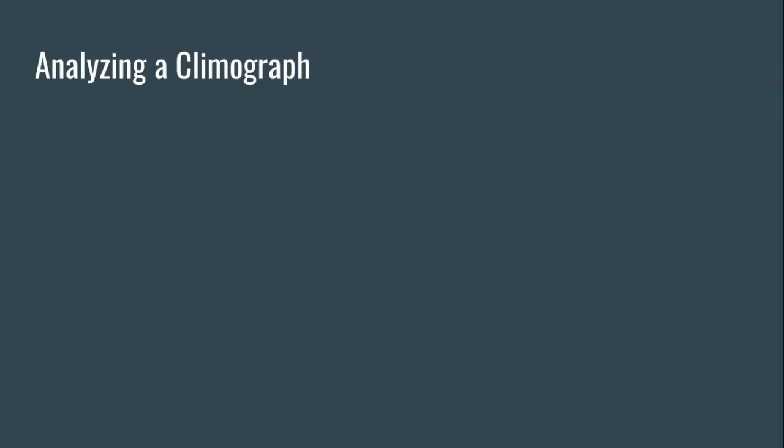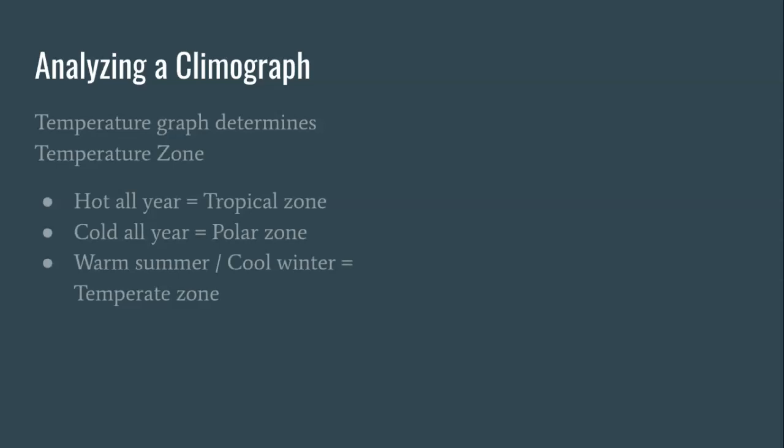Now, what can we do with a climograph? Well, interestingly, you can tell where a climograph comes from by looking at two key factors. The first is temperature. The temperature graph, the line graph, will really determine which temperature zone you're looking at. If you see a line graph of temperature where the temperatures are hot all year, that's going to be a location in the tropical zone.